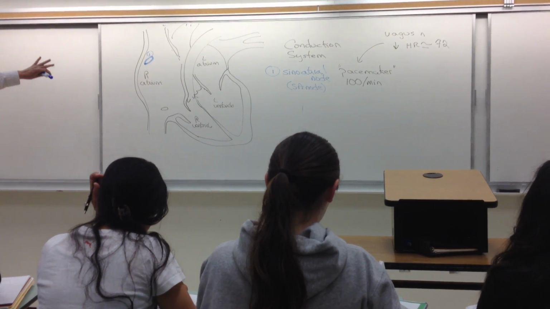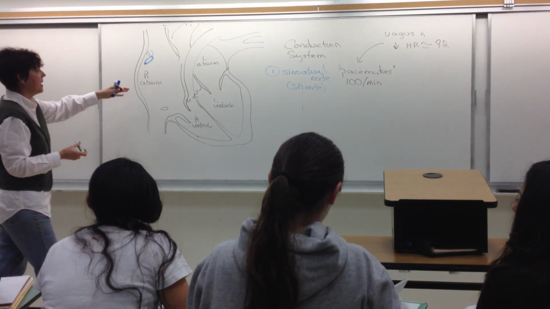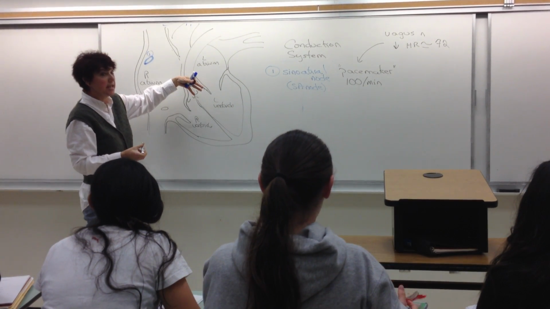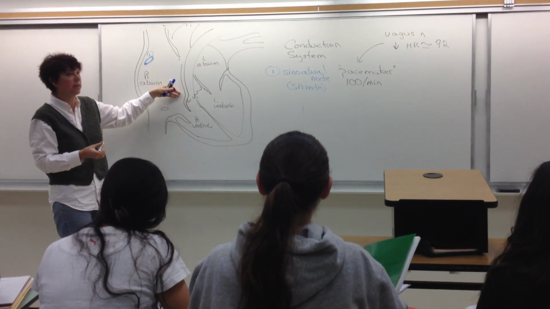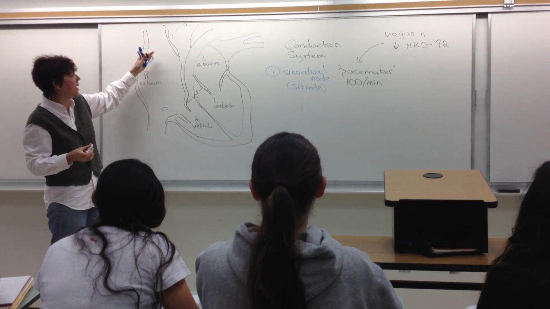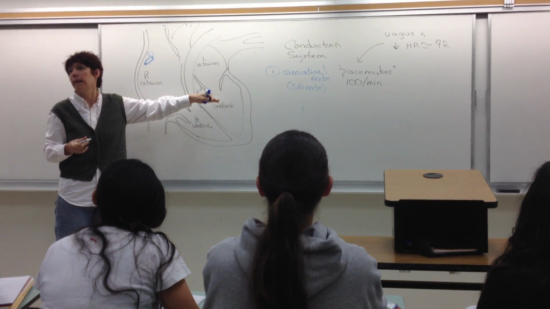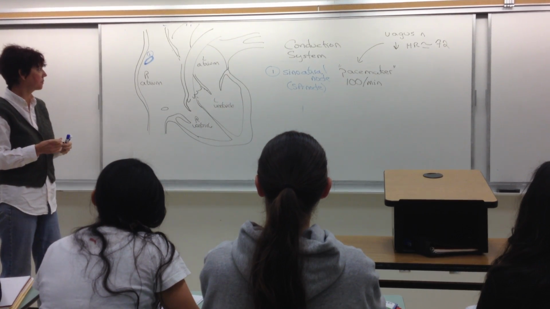So this is called a pacemaker because it sets the pace. The other locations will depolarize, but not as rapidly. So they will not have reached the point of the minimum threshold current before the current coming from the SA node overpowers them and causes them to depolarize.